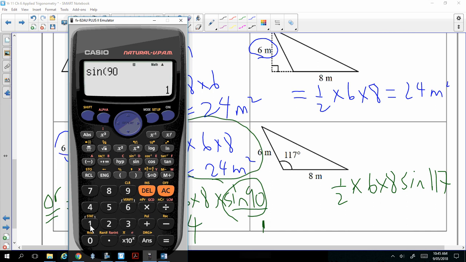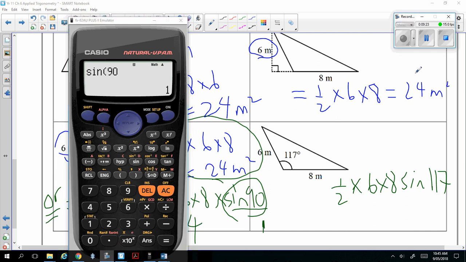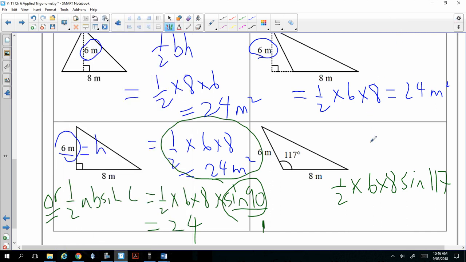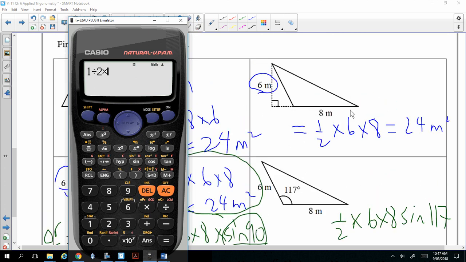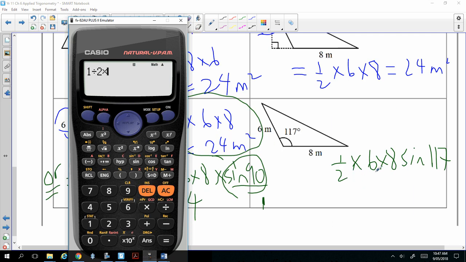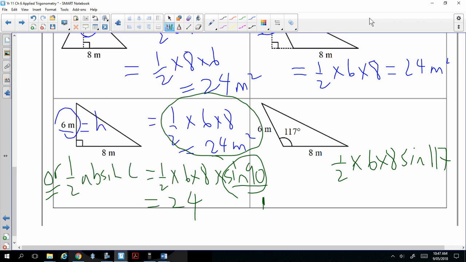Okay, now, you use the sine rule to work out this area, so just be careful. Sometimes use half base times height. The other one is to use half AB sine C. So we do this: half times 6 times 8 times sine 117. Okay, so you get 21.38. Just 21.4, approximately 21.4.